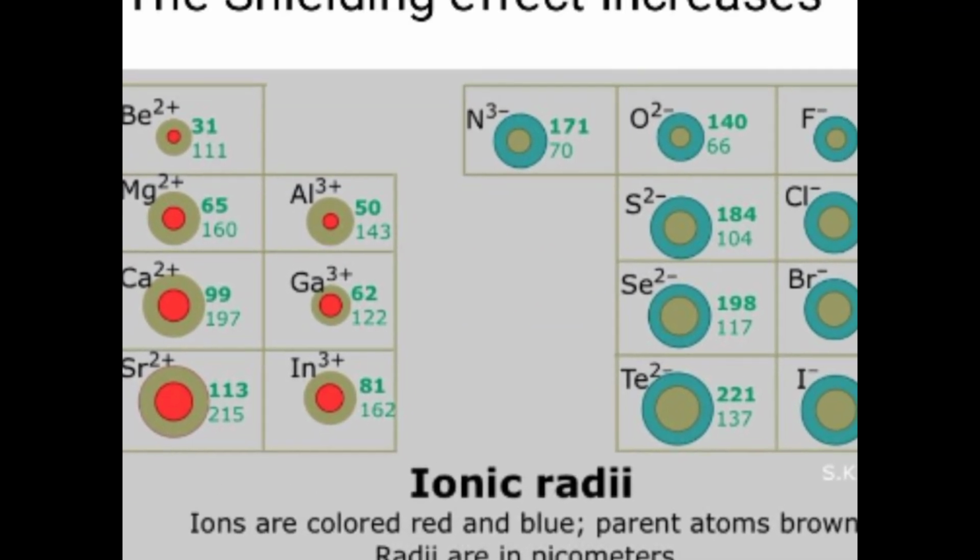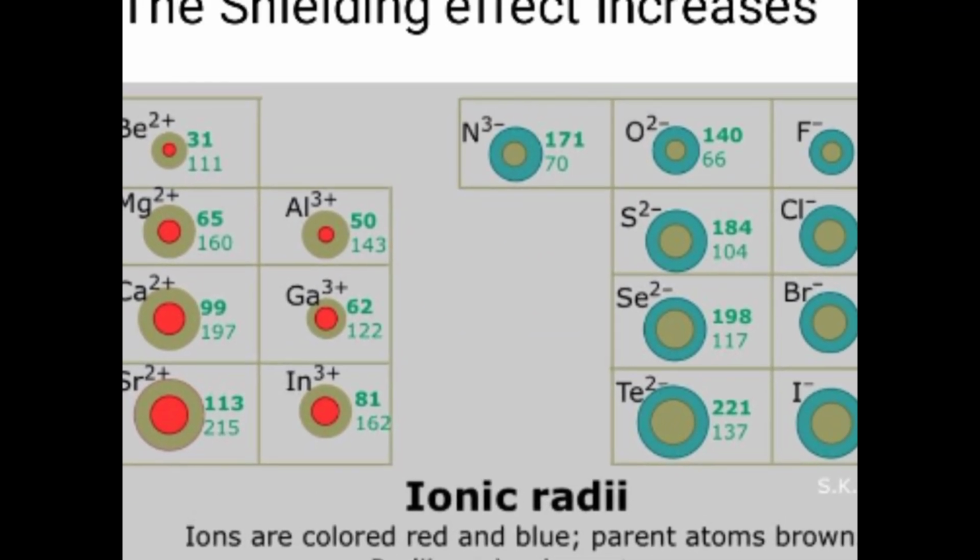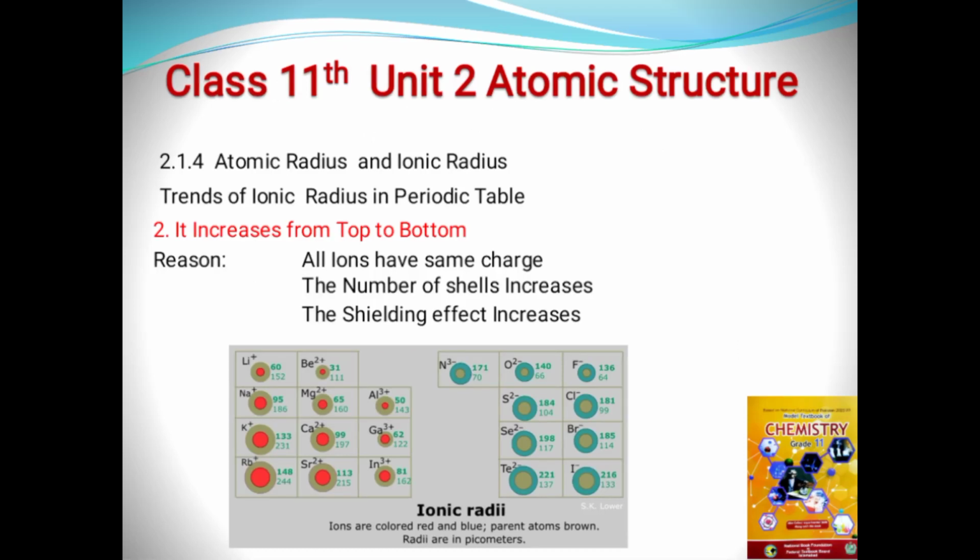Here you can see that from left to right, the size of the cation decreases up to the middle. For example, the sodium ion is larger than the magnesium ion and the magnesium ion is larger than the aluminum ion. But you can also see that the anions, which carry negative charge, like nitride, oxide, fluoride, etc., have larger ionic radii as compared to their parent atoms, which will be discussed later on.